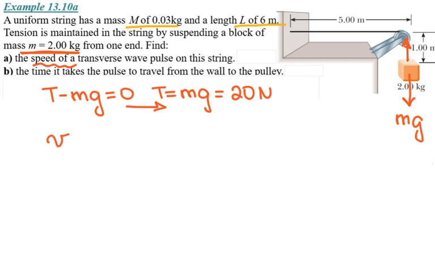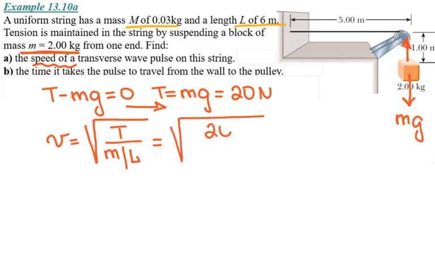The velocity is equal to, because it's about tension, the square root of the tension over the mass per length of the string, and that equals 20 is the tension, divided by the mass that is given, 0.03 kilogram, and the length is 6 meters. So it will be approximately 62.6 meters per second.